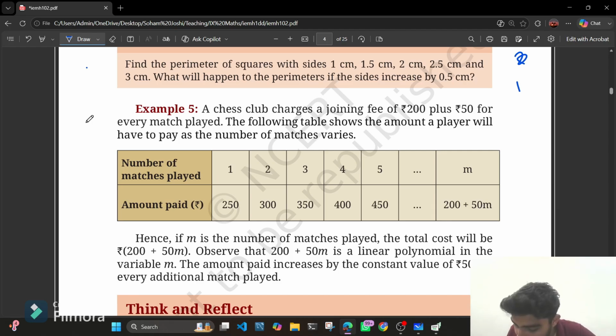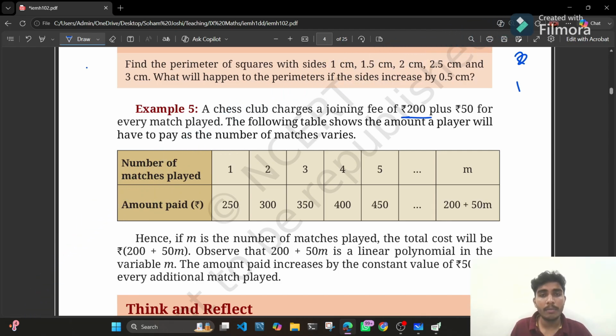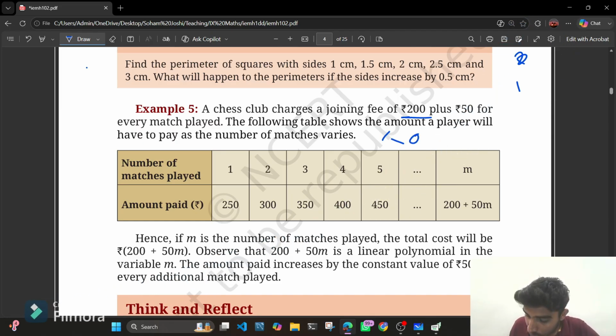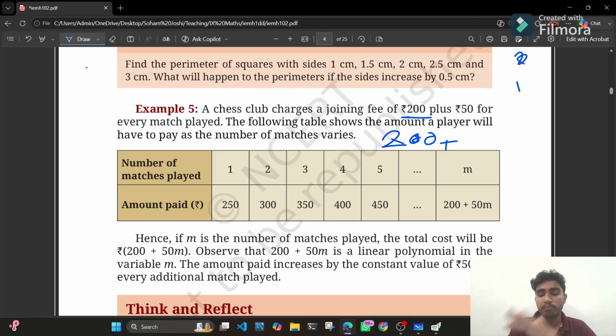Okay. So here we can say that the joining fee is 200, sorry, I said 20, my bad, 200. So basically the joining fee is one time. A player will not join again and again. Joining fee is 200, right? So the joining fee is always constant. A person joins only once and pays 200 rupees. Okay. Plus 50 rupees for every match played.